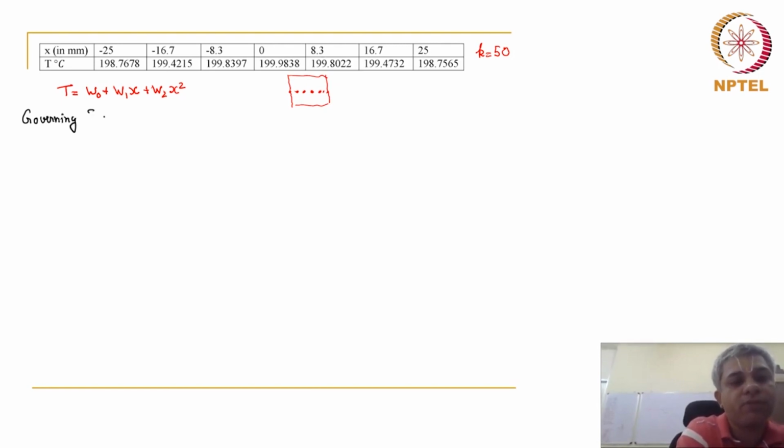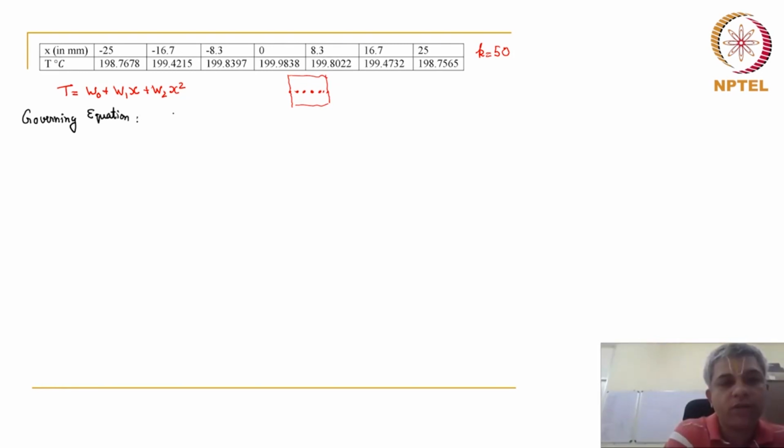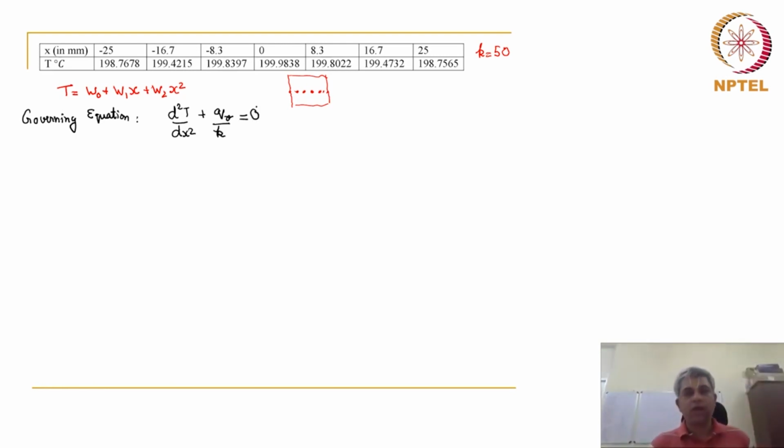Does somebody know? d2T dx2 plus qv by k is equal to 0. Okay, very good. So d square T dx square plus qv by k equal to 0. Okay. So this is the governing equation.